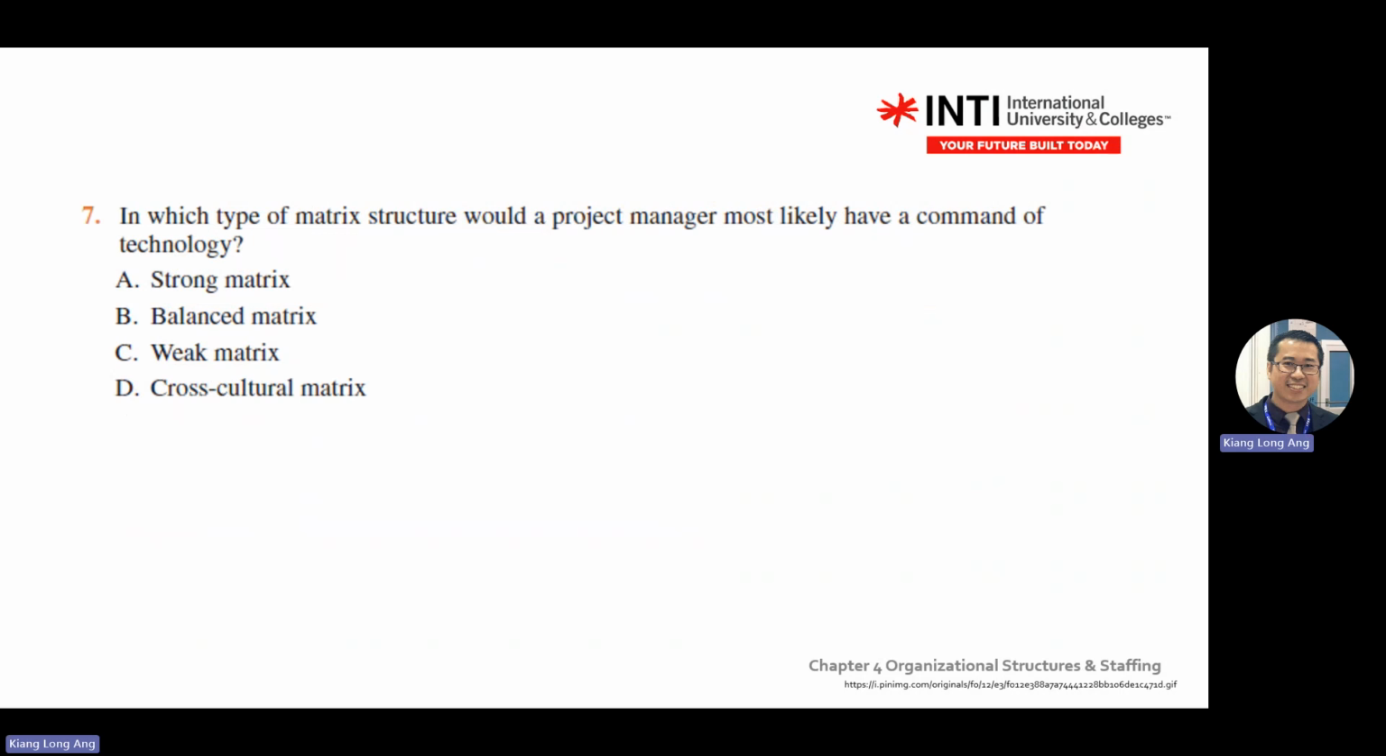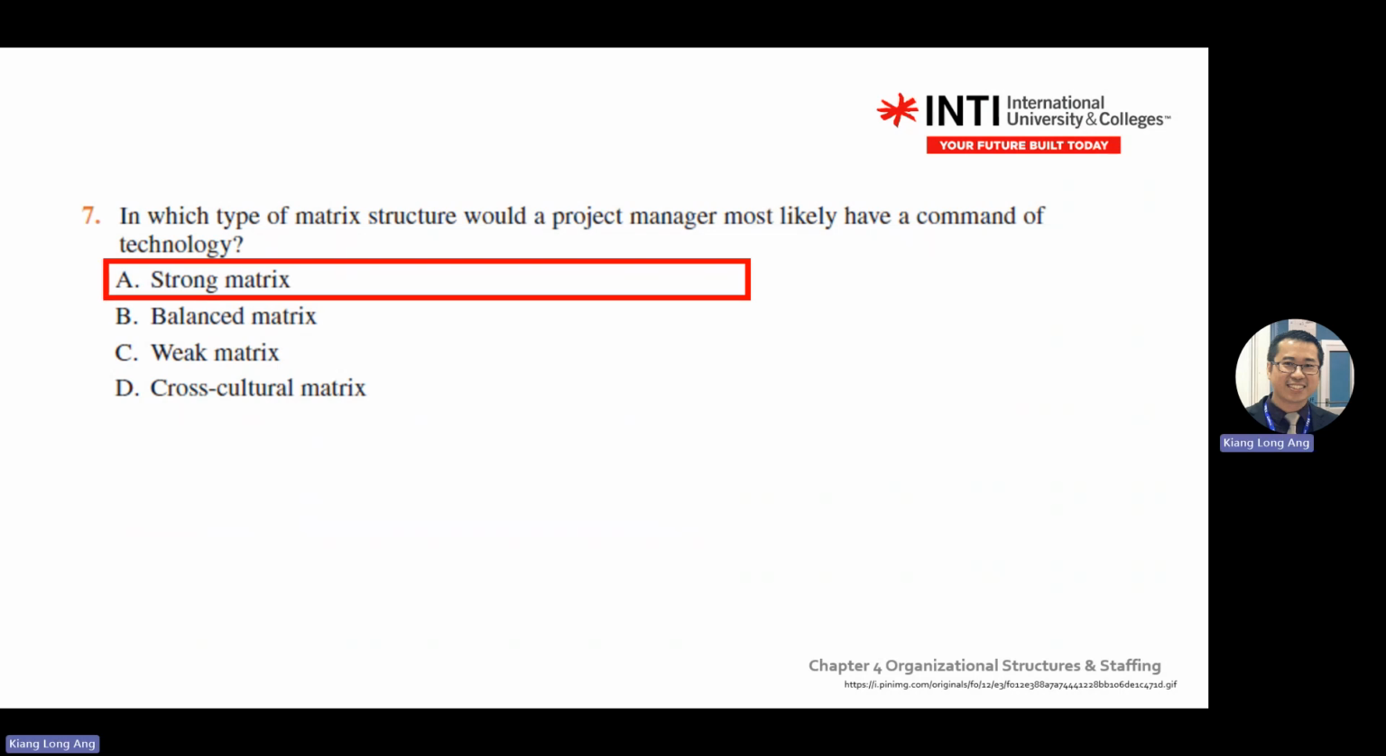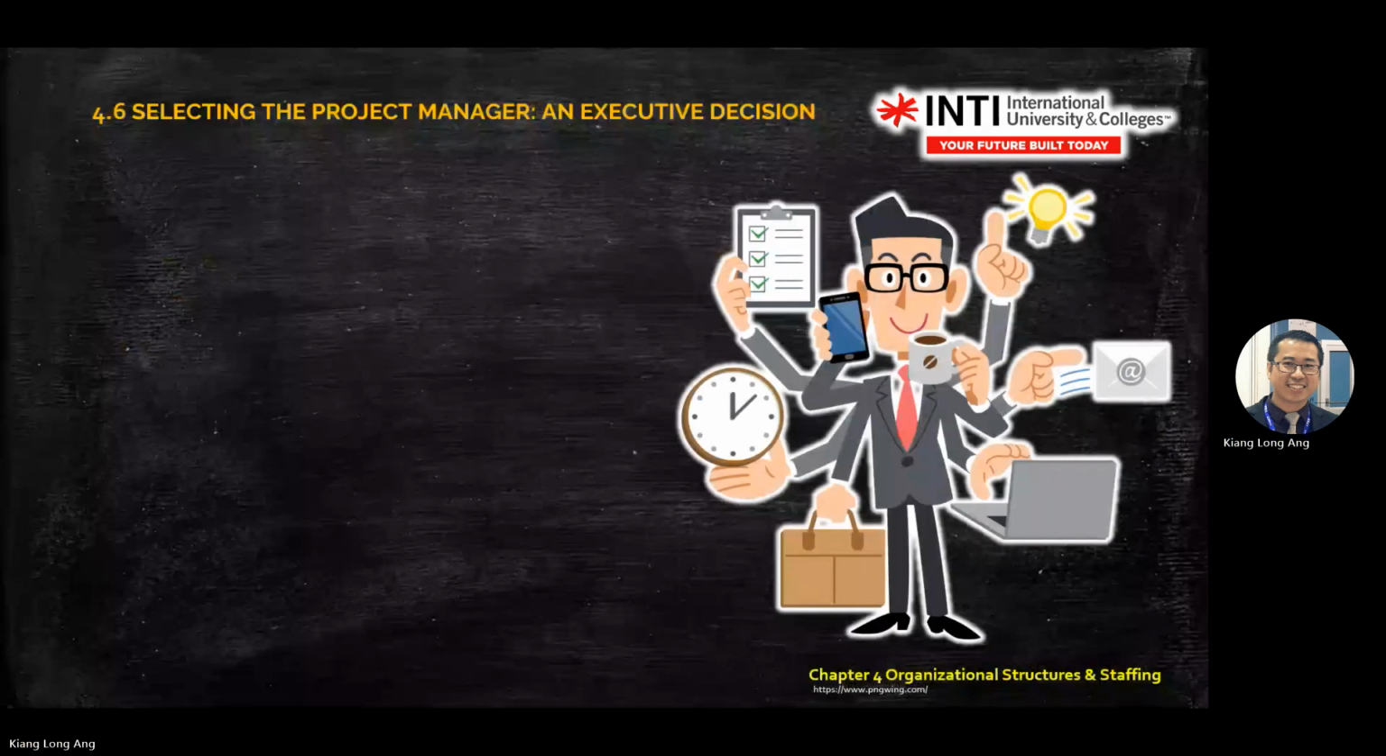Number 7, which type of matrix structure would a project manager most likely have the command of technology? You have strong, balanced, weak, cross-cultural. Of course, cross-cultural is not. Strong. Okay. The strong matrix means you have cross information, right? So you have a strong matrix means you can access a lot of technologies.